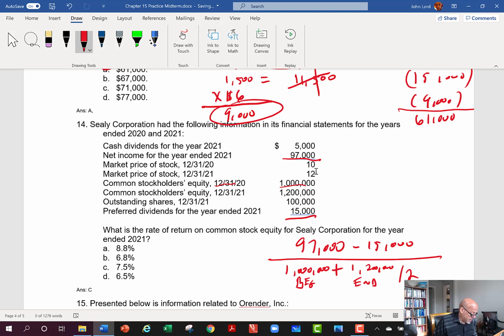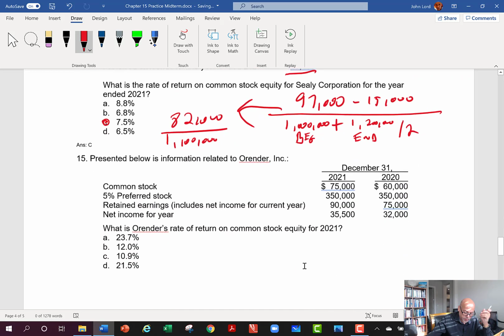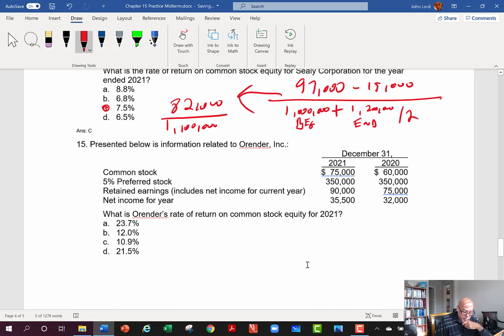And when you do the math on that, you get 82,000 divided by 1,100,000. That's just the math right there on that, what I wrote there. And that gives me 7.5%. Okay, good. And then you look at this last one. Okay, we're wrapping this up here. Rate of return on common stockholders' equity.